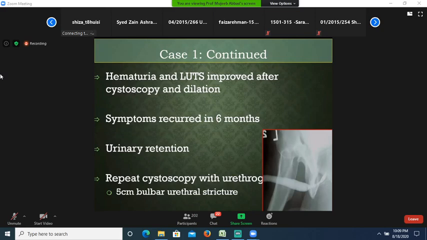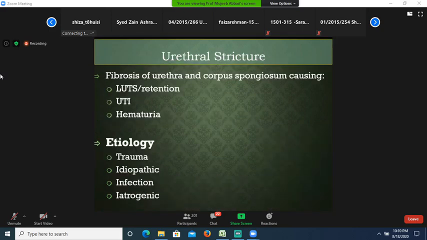Symptoms reoccurred in 6 months: urinary retention. Repeat cystoscopy with urethrogram showed a 5 cm bulbar urethral stricture. You can see this one. That's the stricture. You see the urethra? It's a retrograde urethrogram. So you push a dye through this and it goes into the bladder. And then it should be normal size, but this is the stricture portion. So he needs a surgery. Urethral stricture: fibrosis of the urethra and corpus spongiosum. Lower urinary tract symptoms, retention, UTI, hematuria.